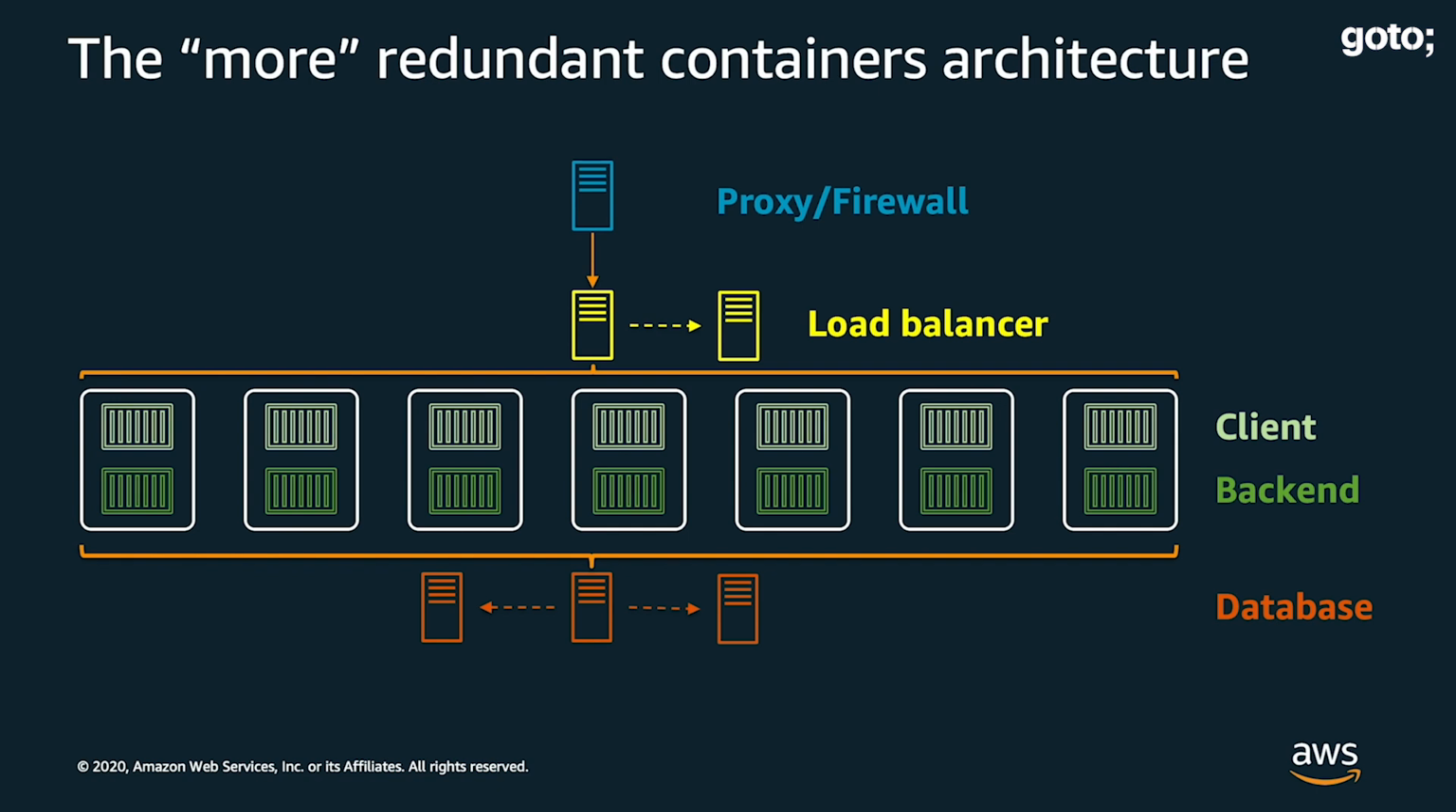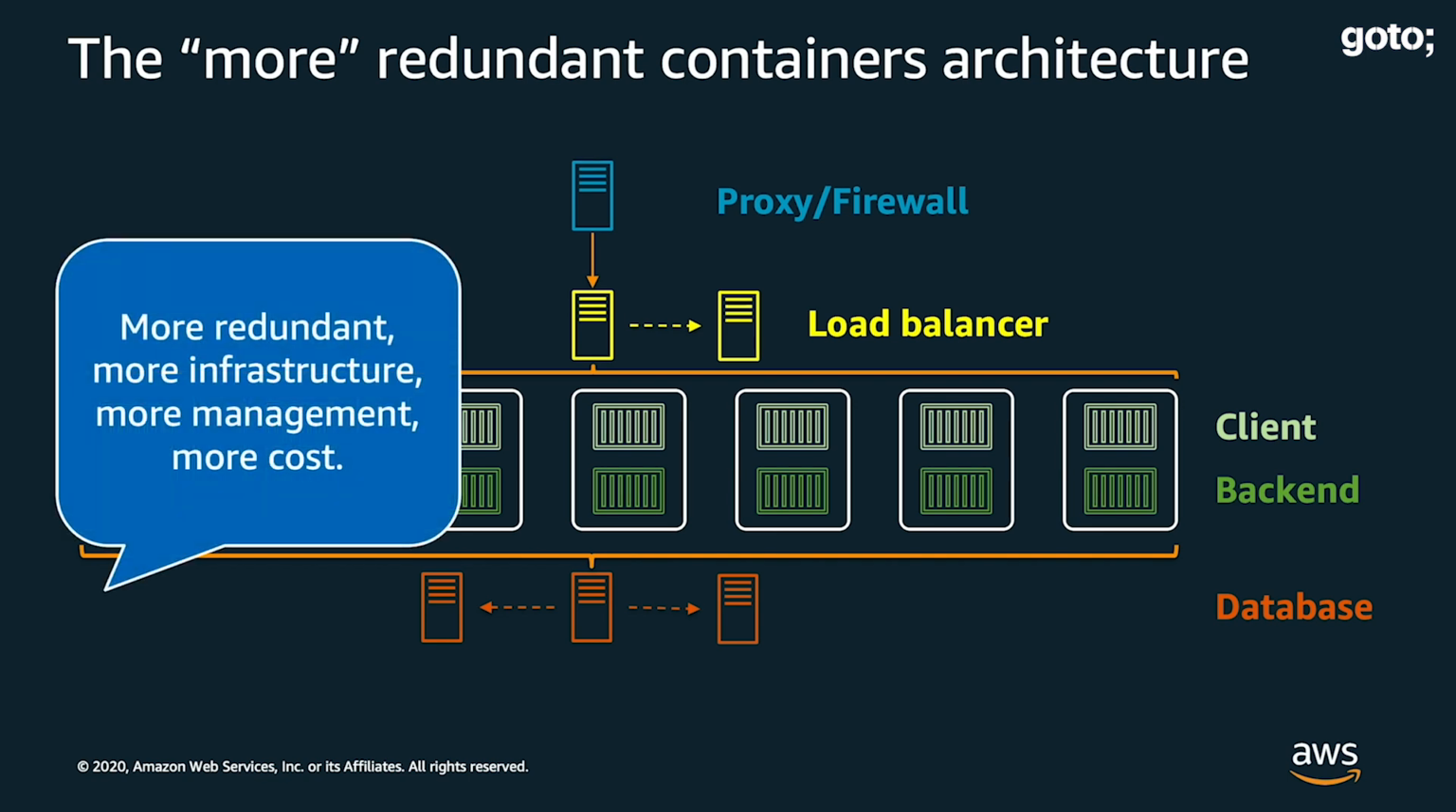So what does that look like? Again, proxy, and this may not match exactly. This kind of encompasses a lot of different things that can happen. But we have the proxy, we have a load balancer kind of balancing that out. And then we have our client, our backend, and then we roll our database off into a separate service, maybe even some containers, but definitely rolled off into its own tier, okay? But the reality is, even with containers, you have more redundant, more infrastructure, more management, more cost.